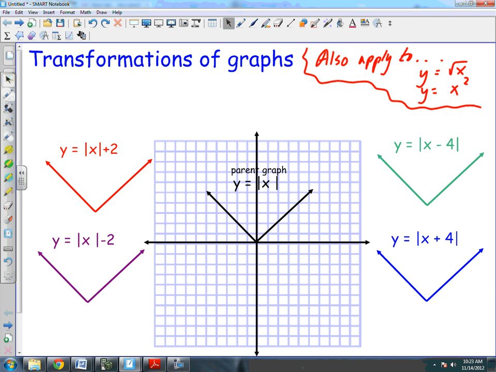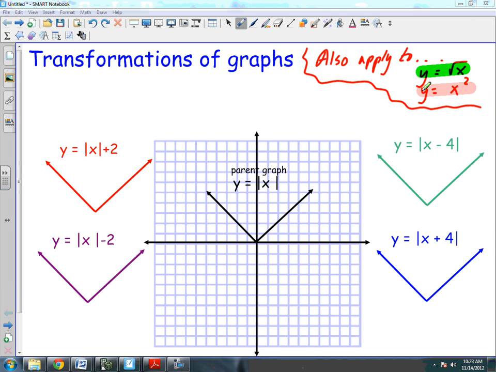And all of these transformations apply to both types of graphs that we learned this year. So there's a square root graph, and there are also x squared graphs that these transformations can be applied to. Essentially, transformations are changes to the equation that also change the graph. So let's look at this first one here.